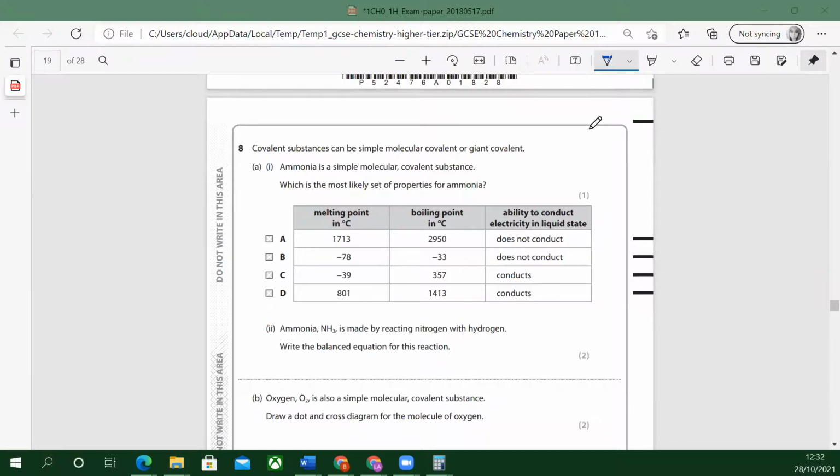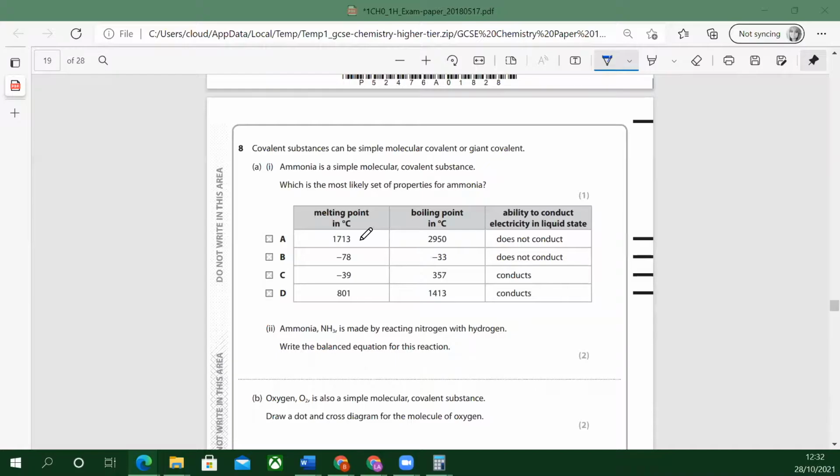Let's get started. Question 8. Covalent substances can be simple molecular covalent or giant covalent. Ammonia is a simple molecular covalent substance. Which of these is most likely to be a set of properties for ammonia? So, melting point in Celsius. Remember, simple covalent substances have low melting points, low boiling points, and don't conduct electricity.